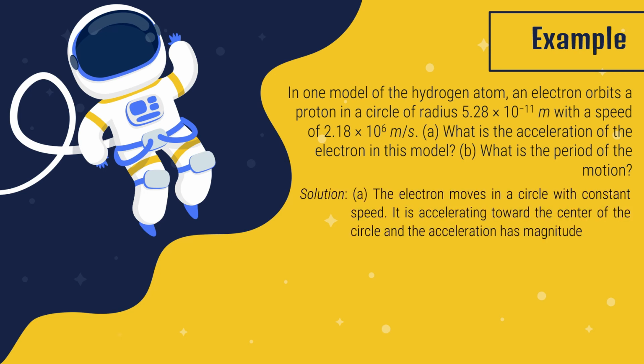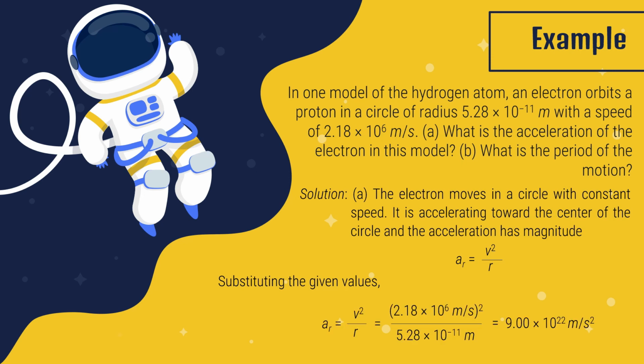For question A, the electron moves in a circle with constant speed. It is accelerating toward the center of the circle, and the acceleration has magnitude a sub r is equal to v squared over r. Substituting the given values, we have a sub r, which is equal to v squared over r, is equal to 2.1800 times 10 raised to 6 meters per second squared, all over 5.2800 times 10 raised to negative 11 meters, which yields 9 times 10 raised to 22 meters per second squared.